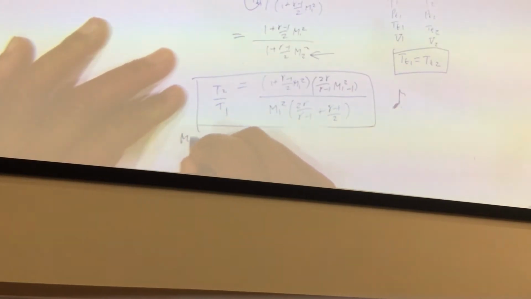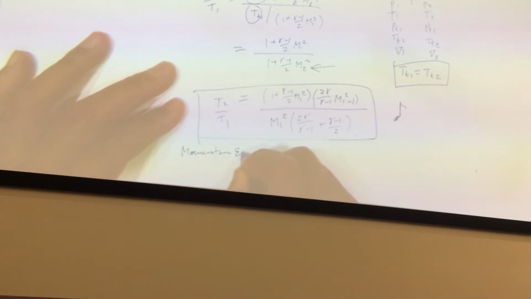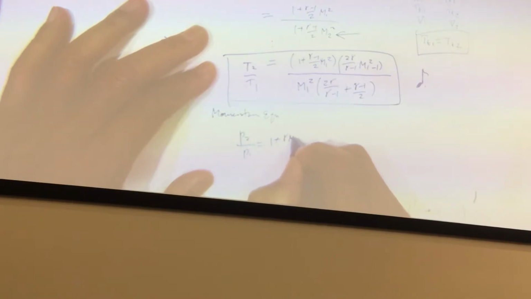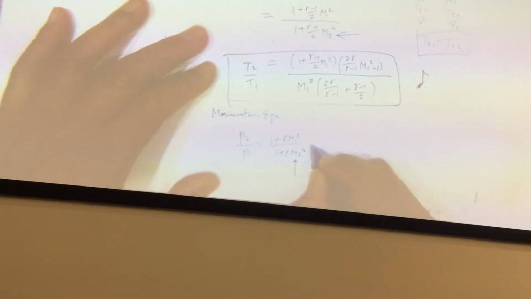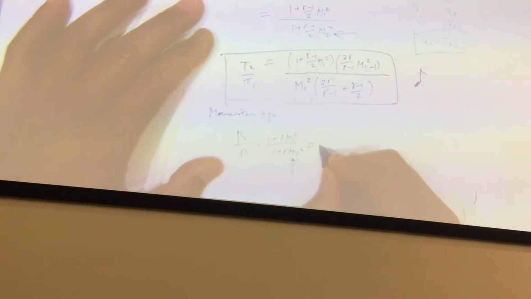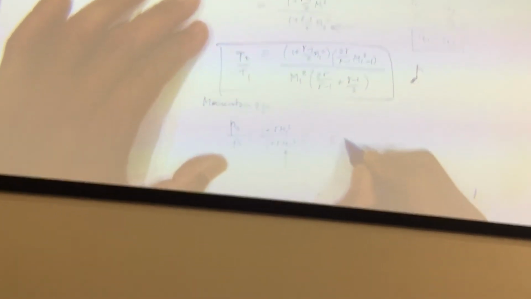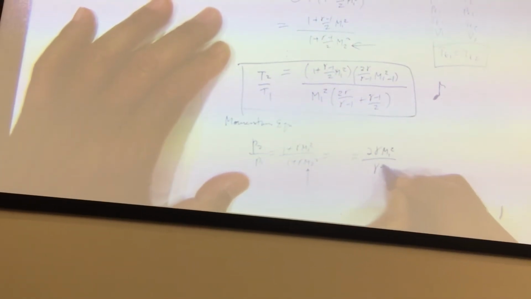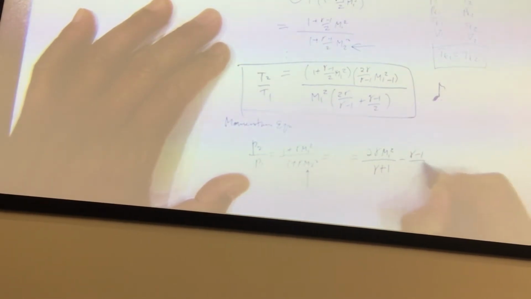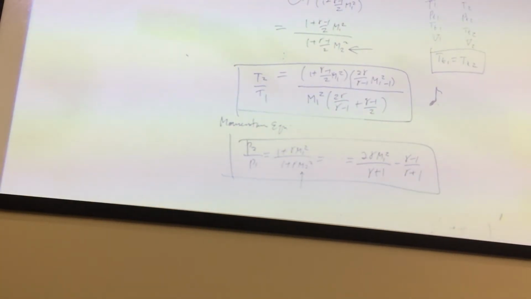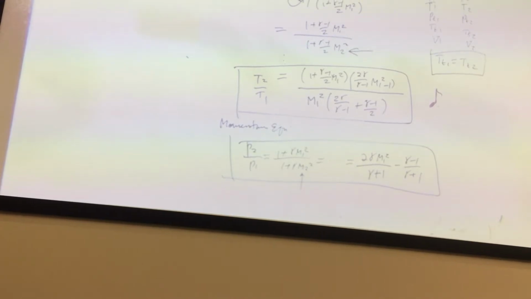Now, your momentum equation will give you P2 over P1 equal to 1 plus gamma M1 squared over 1 plus gamma M2 squared. Put it in there, and this will become... why don't you do this? Do it for yourself, convince yourself. Gamma plus 1 minus gamma minus 1, over gamma plus 1. And this is always greater than 1.